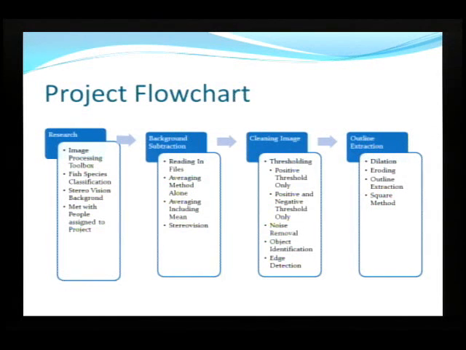This is what we basically come up with for the part of the project that we're working on. First, we did a lot of research, which included getting familiar with the image processing toolbox in MATLAB, getting familiar with the fish species classification and previous methods of implementing that. Also, we met with people who were already assigned to the project to see what they're working on, what they need help with. The next thing we did was background subtraction, which we used an average of images. We included the mean in that, and then we cleaned up the image a little bit using thresholding, removing noise, object identification, and then after that we attempted to extract the outline.